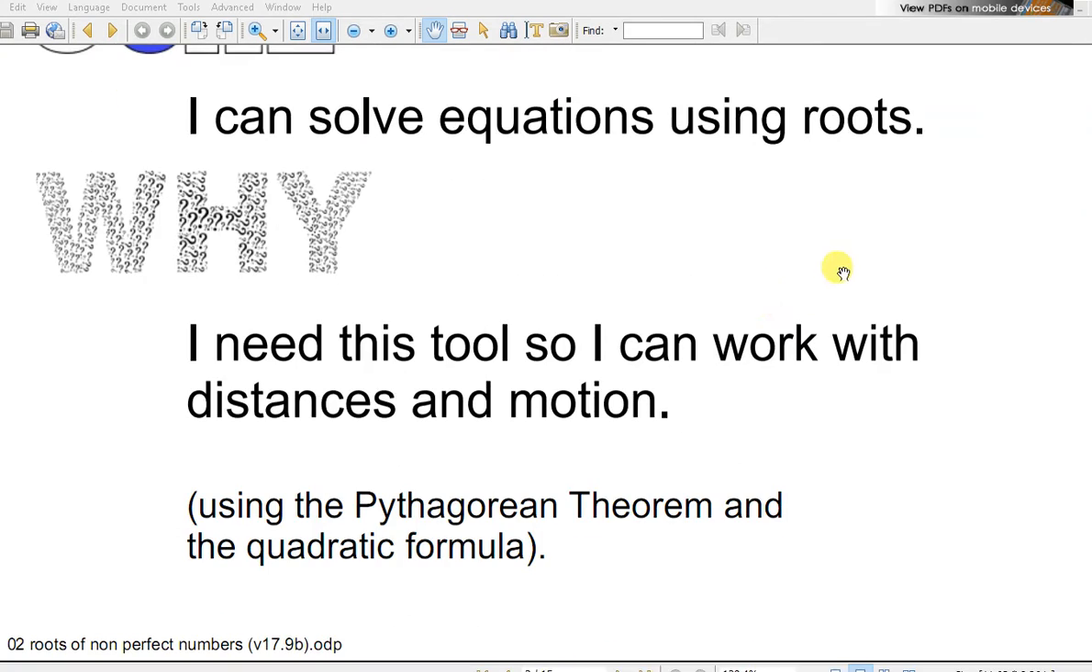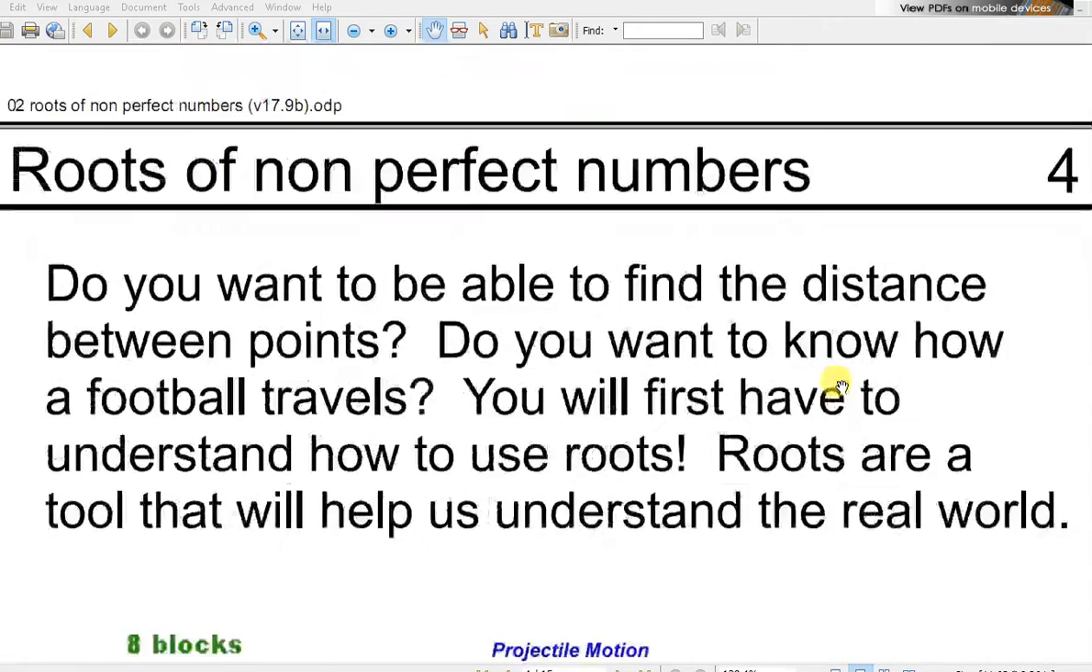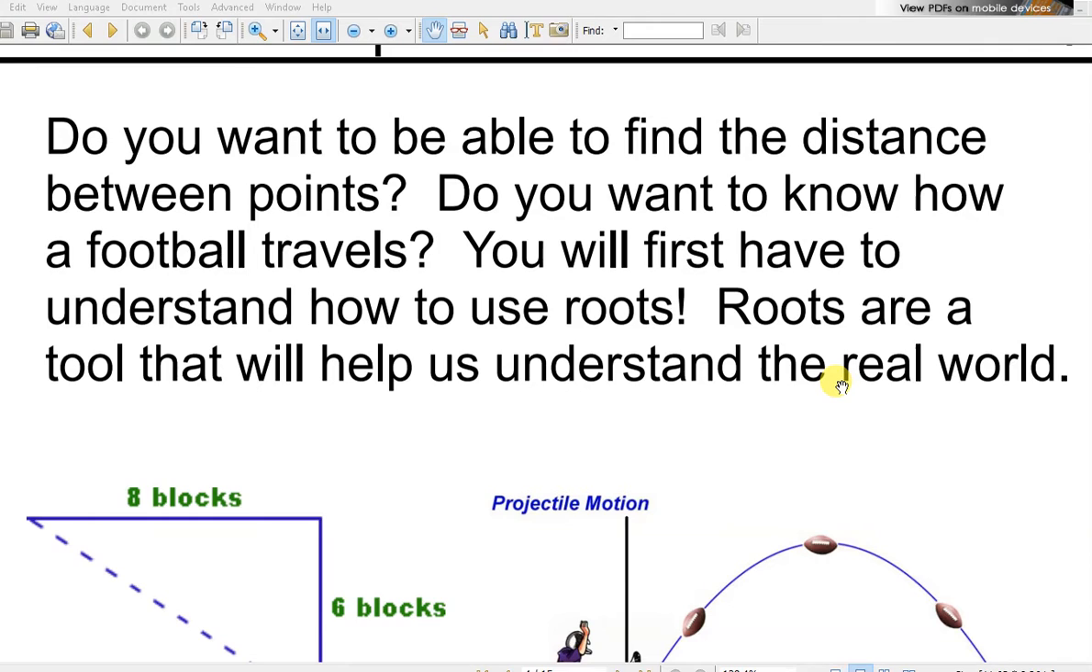And I need this tool so I can work with distance and motion. Things like Pythagorean theorem and quadratic formulas. Pythagorean, you know. Quadratic formula, you'll learn next year. Do you want to be able to find the distance between points? Do you want to know how a football travels through the air? Both of those require understanding square roots.